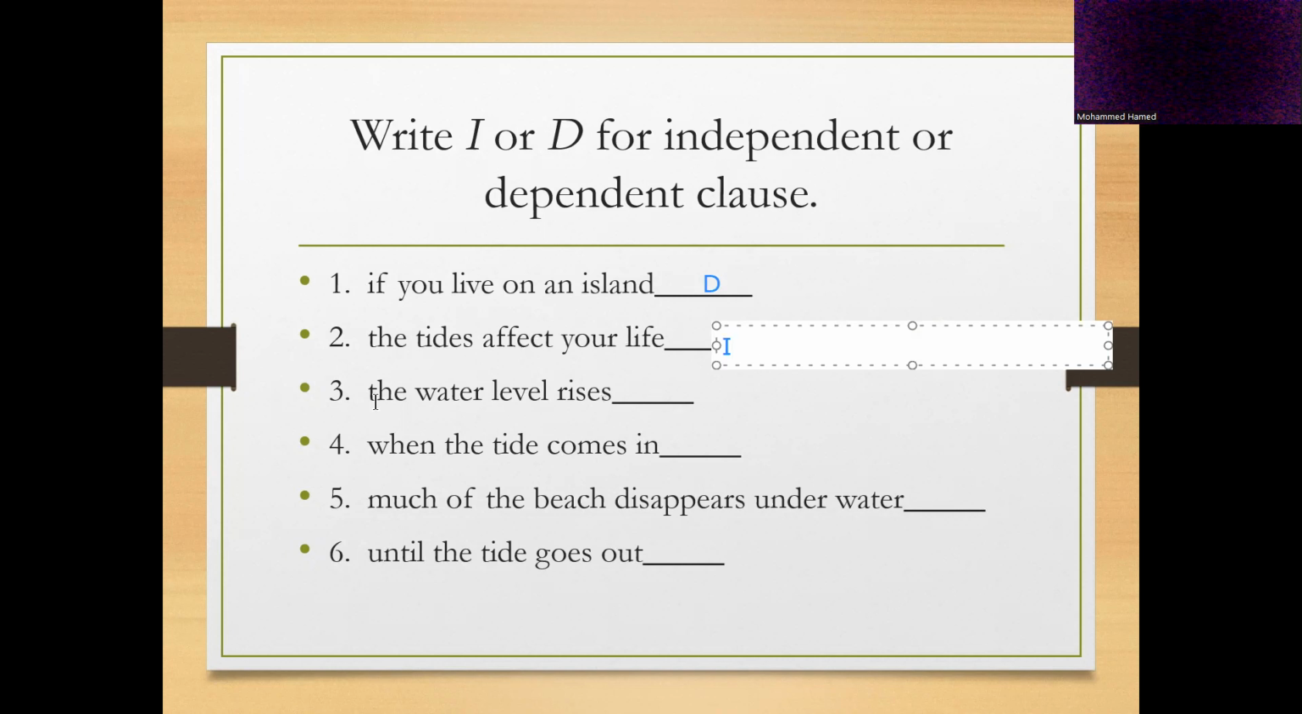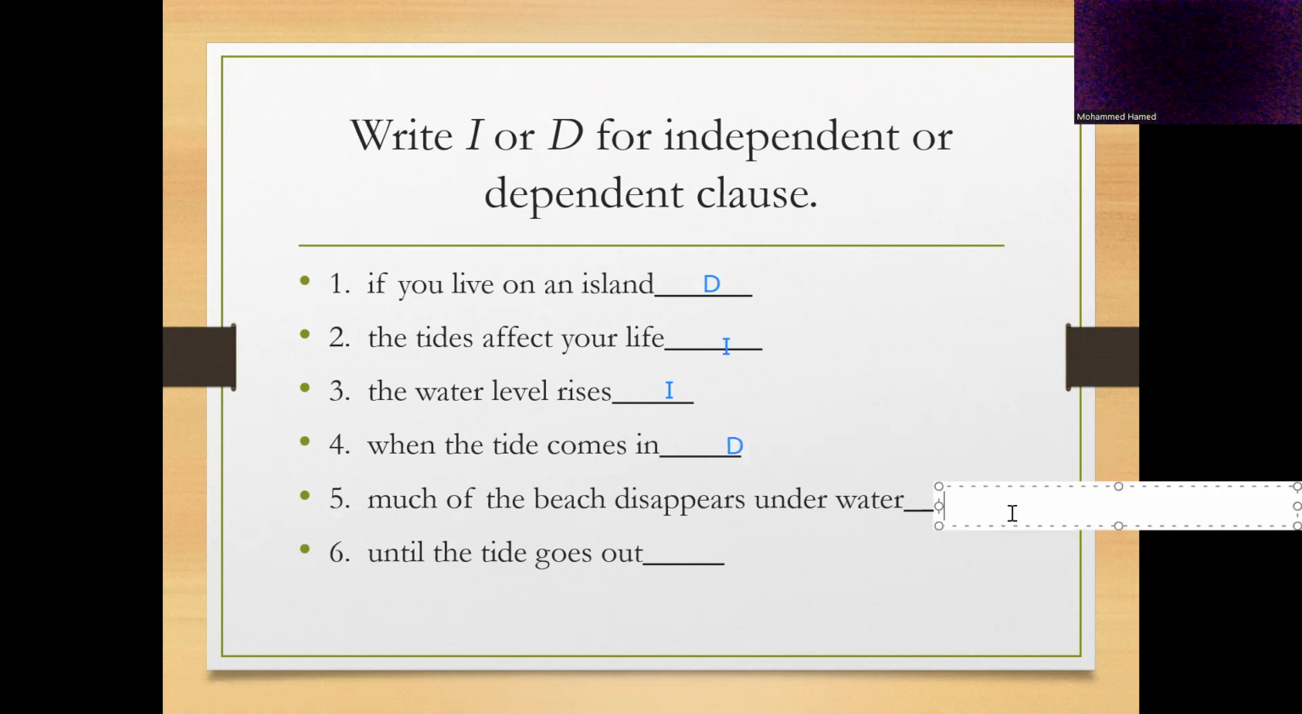Okay. The water level rises. Yes, it rises. It gives meaning. It's independent. Excellent. When the tide comes in, what happens? We don't know, so it's dependent. Much of the beach disappears underwater. Yes, it's here independent. Why? We have much of the beach, subject, disappears, verb, under the water, so it gives a complete meaning.